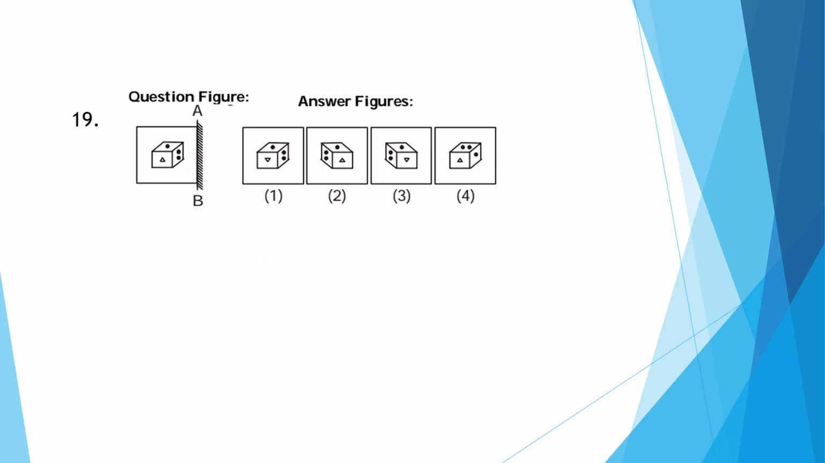Next, see this cube, observe this cube. Here up single dot, side 2 dots there. So up single dot as it is will come in mirror image. So 1, 2, 3, 3 options up single dot, but in fourth option double dot. So fourth option is not an answer.